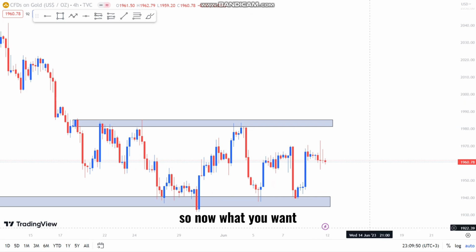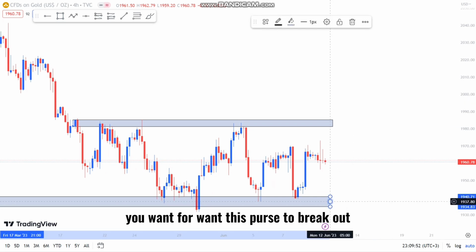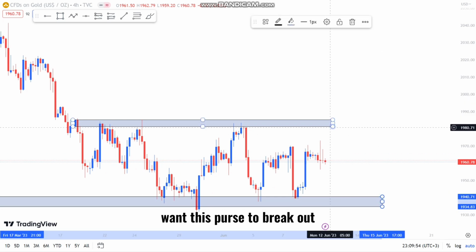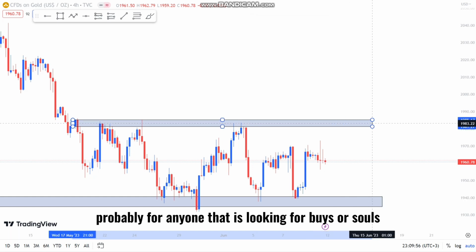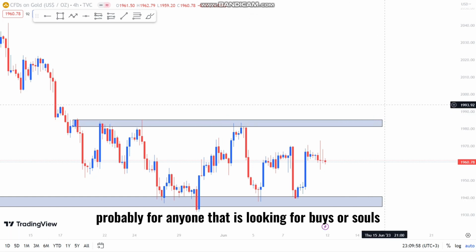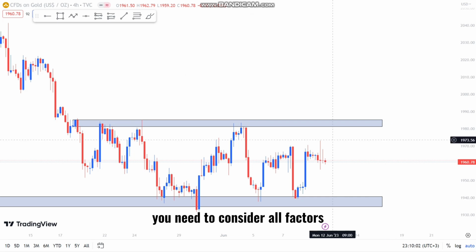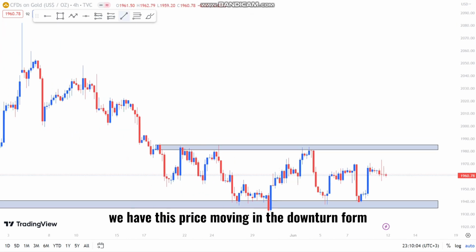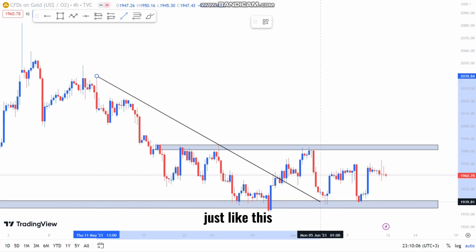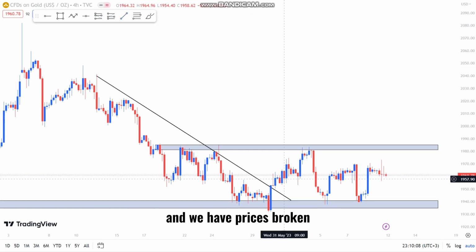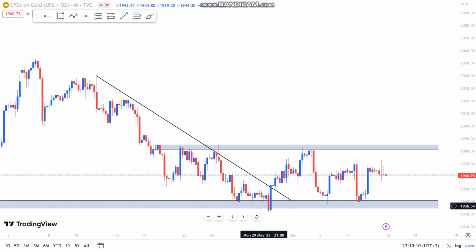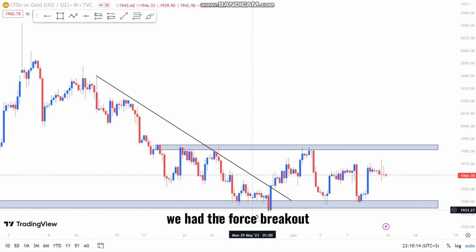So now we want this price to break out. Probably for anyone that is looking for buys or sells, you need to consider all factors. So the first thing, we have this price moving in the downtrend form, just like this, as you can see, traders. And price has broken that part there. And also we had a false breakout here, traders. You can see we had the false breakout.